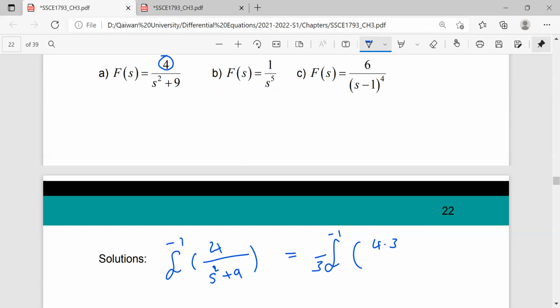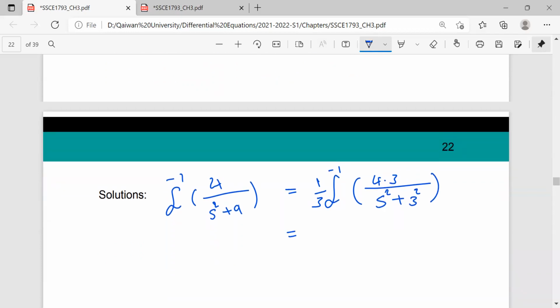But let me do it in 2 steps. One dividing by s squared plus 3 squared, and this equals, we take this 4 out of the Laplace inverse. We get 4 over 3 times the Laplace inverse of 3 divided by s squared plus 3 squared. This is the Laplace of sine 3t. So the Laplace inverse for 3 over s squared plus 3 squared is sine 3t.